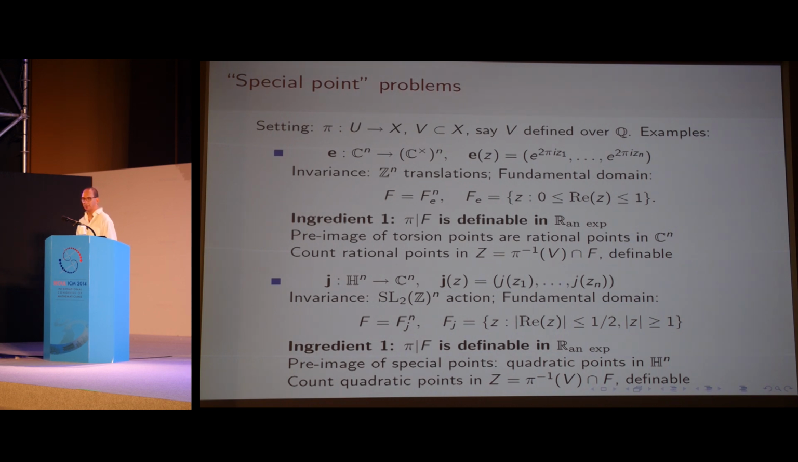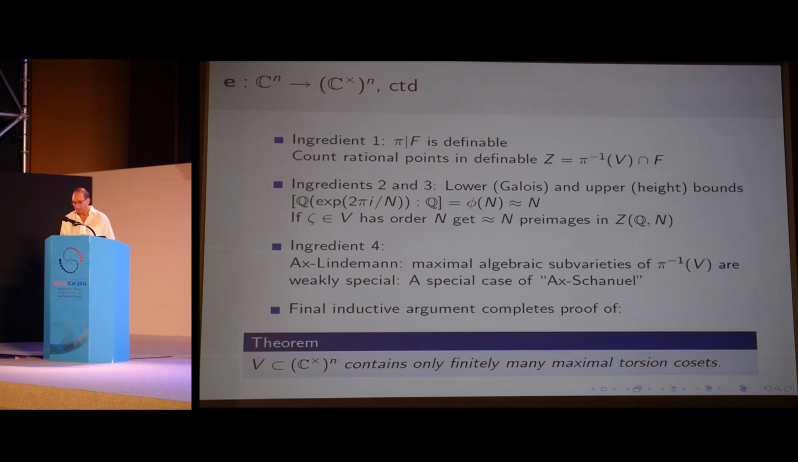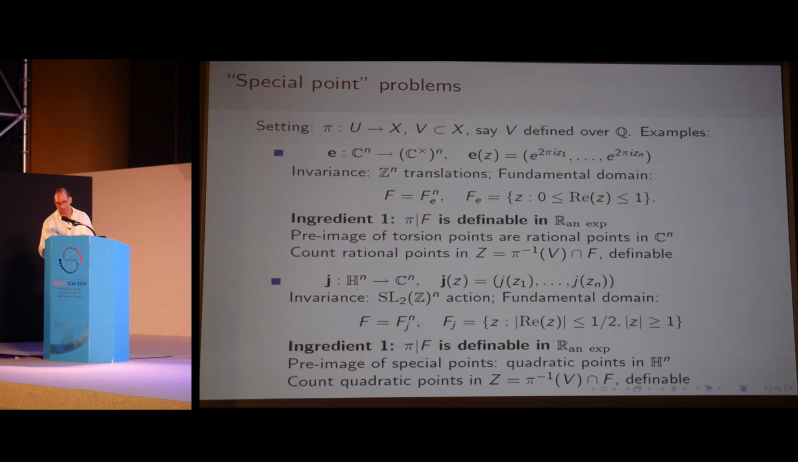Now, what happens is that if V contains a torsion point or a special point of order, so that was my next slide. Sorry, I had one more remark here. So instead of studying the special points in V, we can study rational or quadratic points in Z, and this set Z is definable and in general very far from algebraic, because it's defined by algebraic conditions on the e to the z_i's or the j of z_i's.